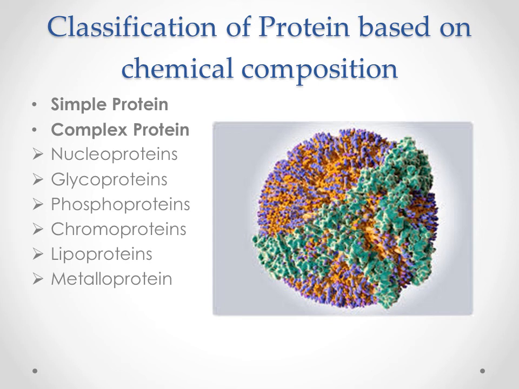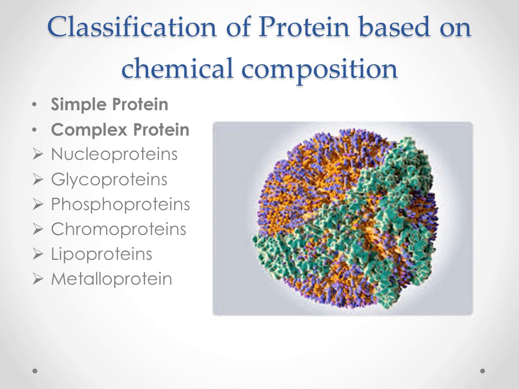Examples are nucleoprotein, where the protein combines with a nucleic acid such as DNA; glycoprotein and mucoprotein, where the protein joins with a carbohydrate, such as mucin found in the secretion of mucous membranes. Phosphoprotein, protein and phosphorus joined together, an example is casein in milk. Chromoprotein, when protein and a chromic or pigmented group join, for example hemoglobin in red blood cells.